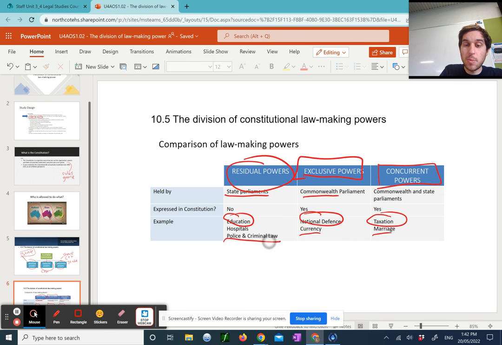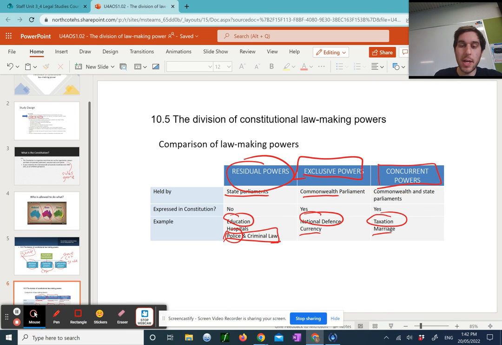Same with police and criminal law. In fact, every single state has its own separate set of crimes. And now they're often pretty similar, but there are some differences. Some things are crimes in Victoria, but not in Western Australia, because we actually have different criminal law in each state. And our police are funded by the state governments. We've got the Victoria Police, we've got police in New South Wales. So there's a couple of examples for us.